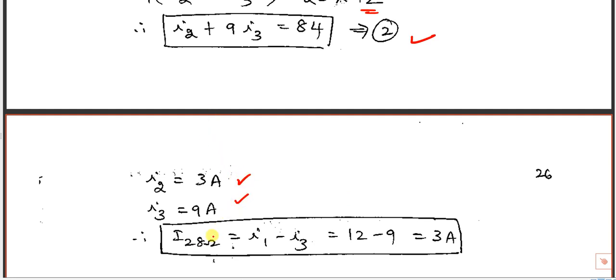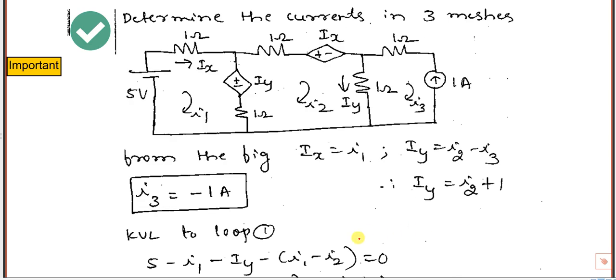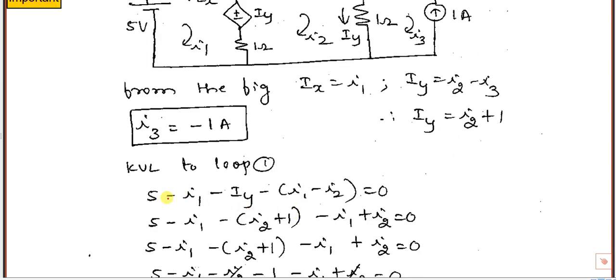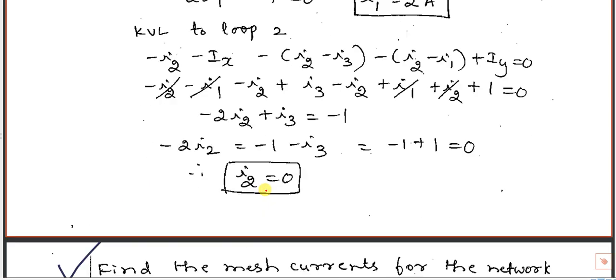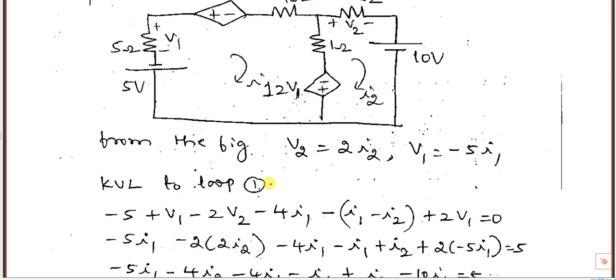Once you find these two, the current through 2 ohm is I1 minus I2. I1 is 12, I2 is 3. 12 minus 3 is 9 amps. So this is also the same type. You can study it yourself. The only thing is writing KVL, you have to consider according to my notation. This is minus, this should be plus I1. Throughout multiplying by negative gives the same answer. So this also you can study yourself.